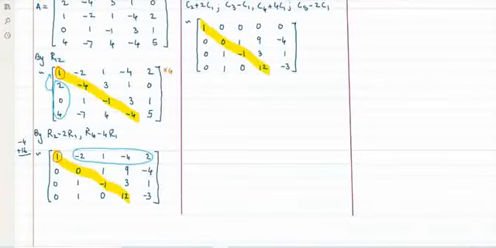Instead of that, I will try to shift this one to here by interchanging the rows. Anyone can. Your calculations or your transformation is also correct, but you have to use the simple one. So I will interchange the second and third.